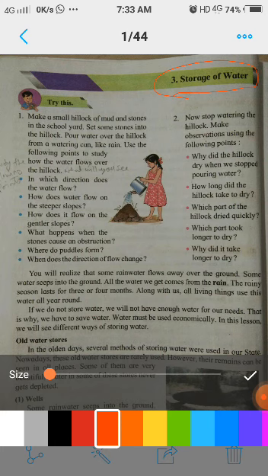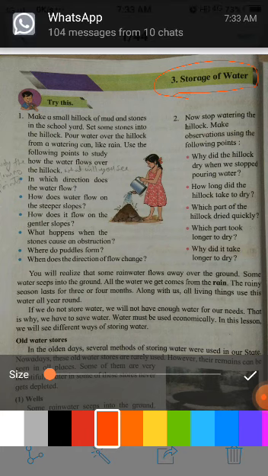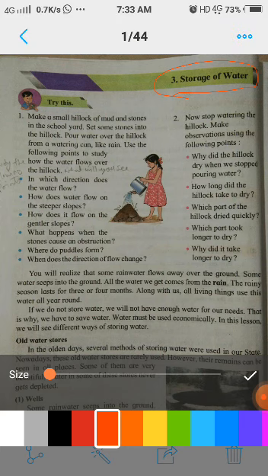Now study the following points. In which direction does the water flow? Yes, the water flows in a downward direction. How does water flow on the steeper slope? Steeper slope means a very deep slope.